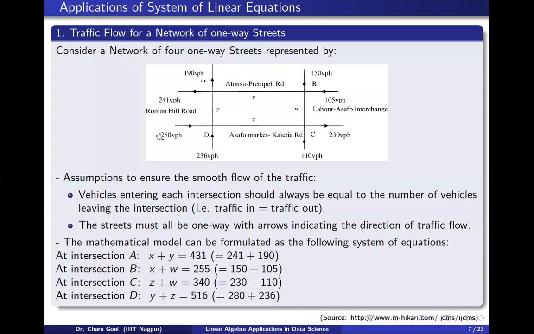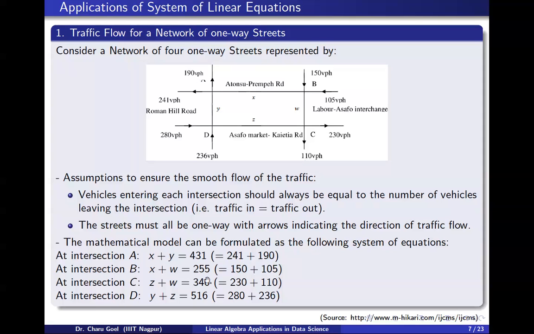Okay, now let's say at A, 190 plus 241, that is 431, is equal to X plus Y. Similarly at B, X plus W, the vehicles going out, is equal to vehicles coming in, that is 105 plus 150, that is 255. Then at point C, Z plus W, vehicles going out are 230 plus 110, that is 340.